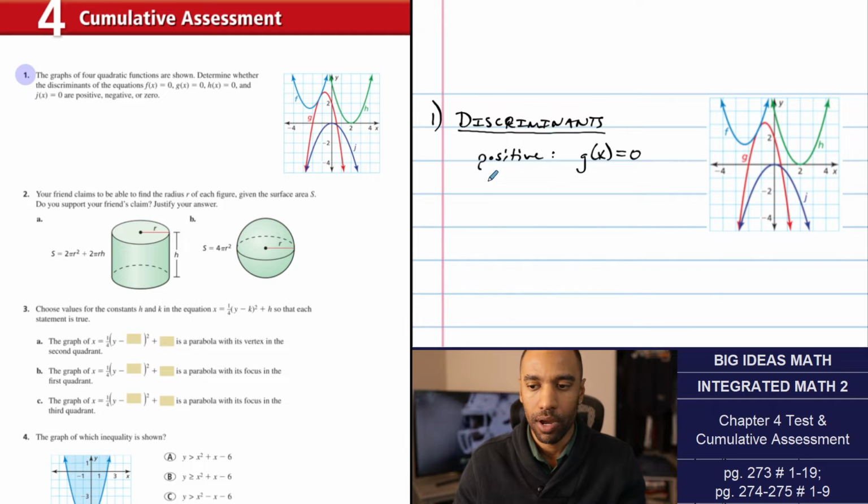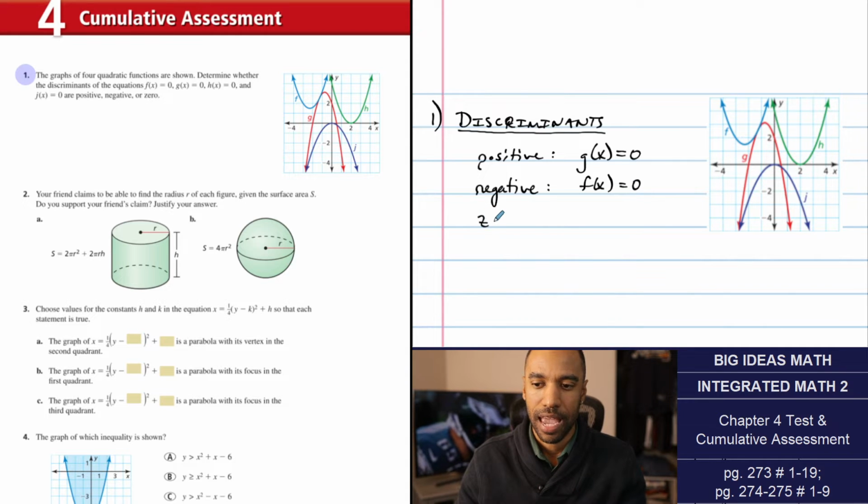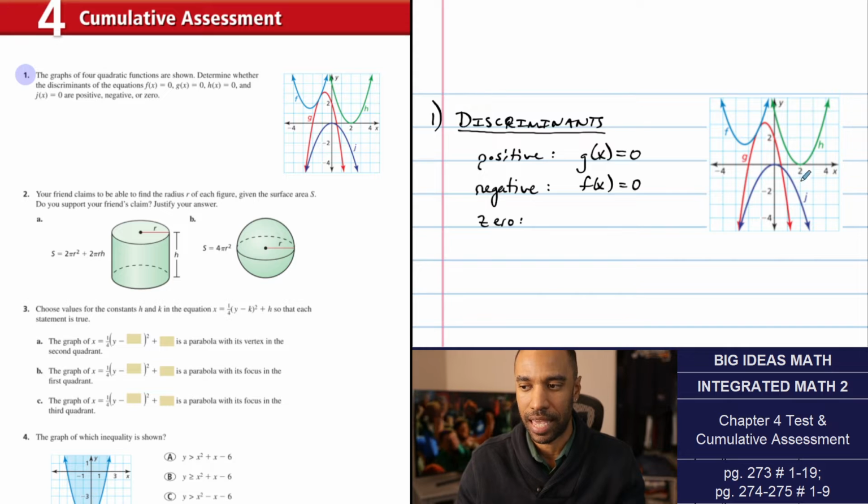Discriminants are negative when you don't hit the x-axis at all. That's, say, f of x. And they are 0 when they only hit once. That's when you have vertexes on the x-axis. That's both for h of x and j of x. H of x equals 0. J of x equals 0. That's what that means.